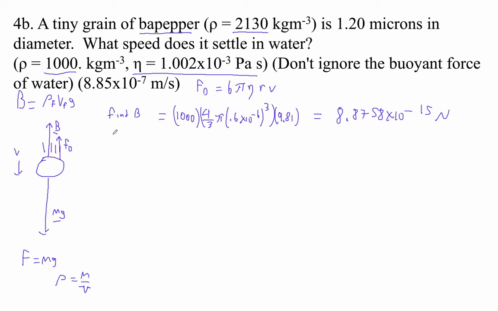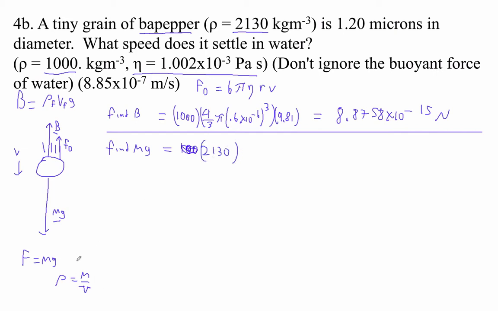Okay, so now let's find the force of gravity. So mg is going to look really similar, right? It's going to be 1,000. Oh wait, no, not 1,000. 2130. All right, so force is going to be density times volume times g, which looks a whole lot like the buoyancy thing because that's where it comes from.